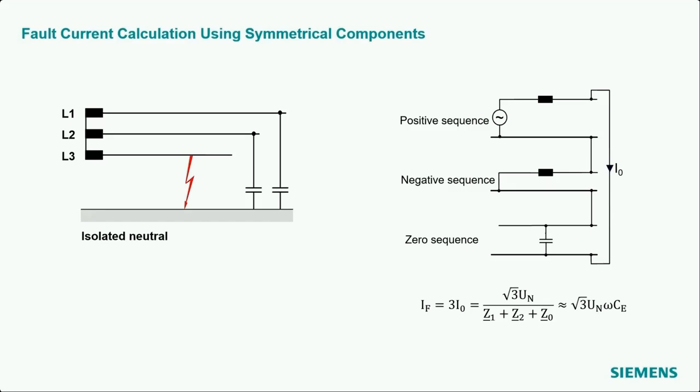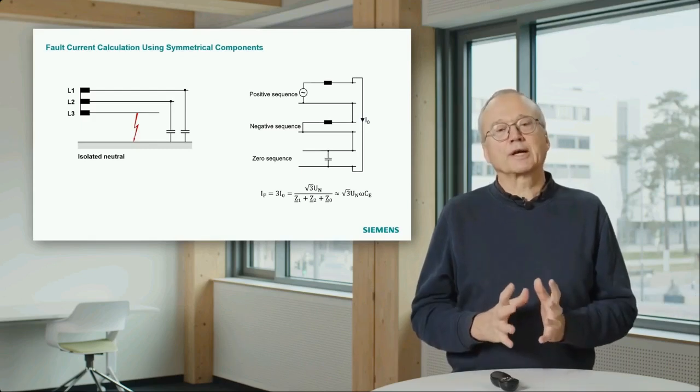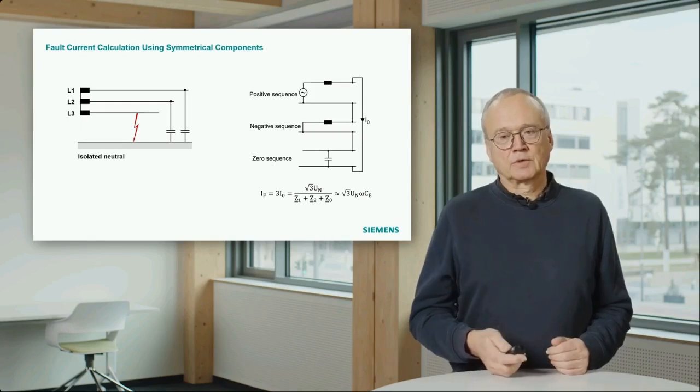And if you solve that, you see as the result that the fault current is square root of 3 multiplied by rated voltage multiplied by omega, which is 2 pi multiplied by frequency multiplied by the line capacity. That is the current, the earth fault current we have under permanent earth fault conditions.